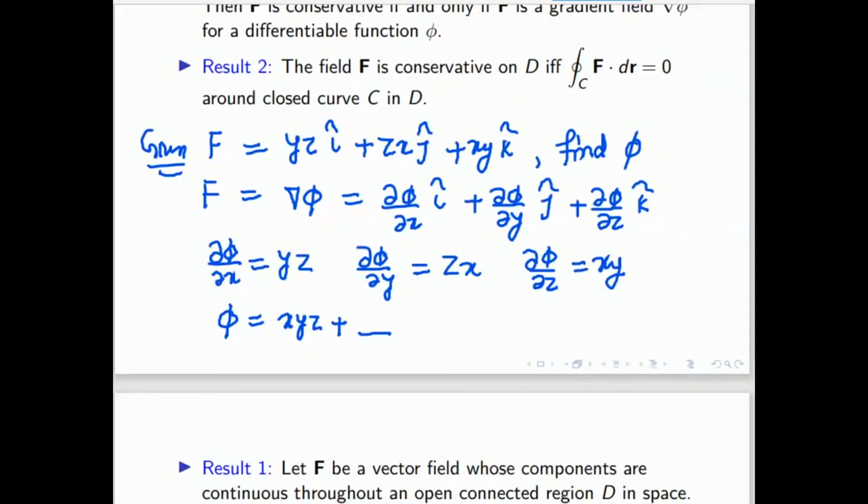If you integrate the first one, you will get xyz plus some constant of integration. Can anyone tell what? So the question is clear. F is given. Find phi, the reverse one.